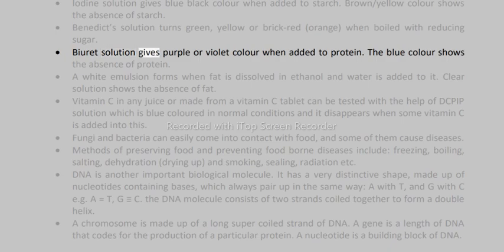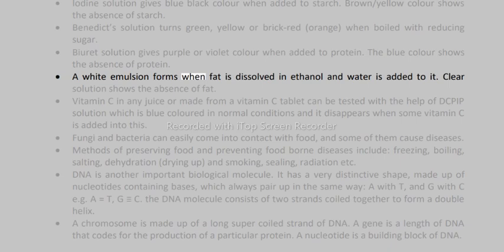Biuret solution gives a purple or violet color when added to protein. The blue color shows the absence of protein. A white emulsion forms when fat is dissolved in ethanol and water is added to it. A clear solution shows the absence of fat.